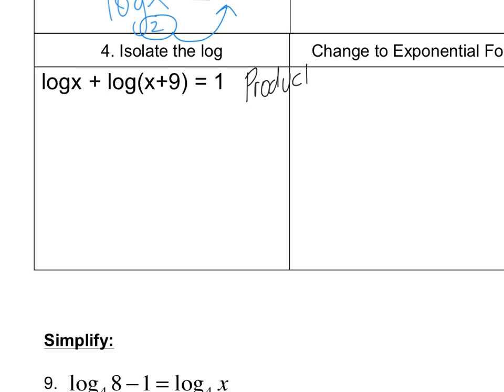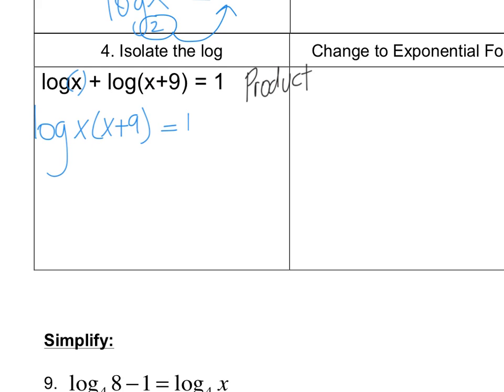So what does the product property tell you? It tells you if there's addition between the two logs, you can condense them into one log and multiply the arguments. So x times x plus 9, and that is equal to 1. So there you go, it is a log and a number situation. I condensed these two logs using the product property into one log.